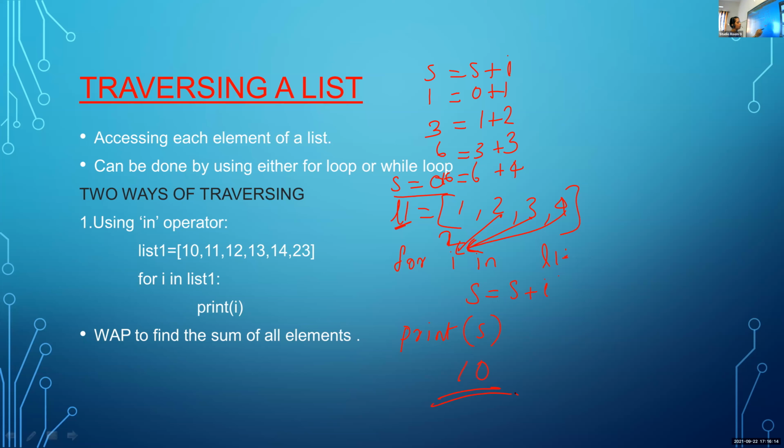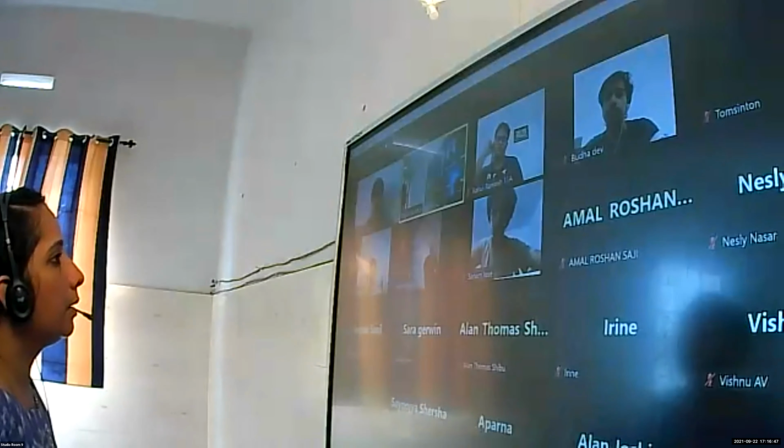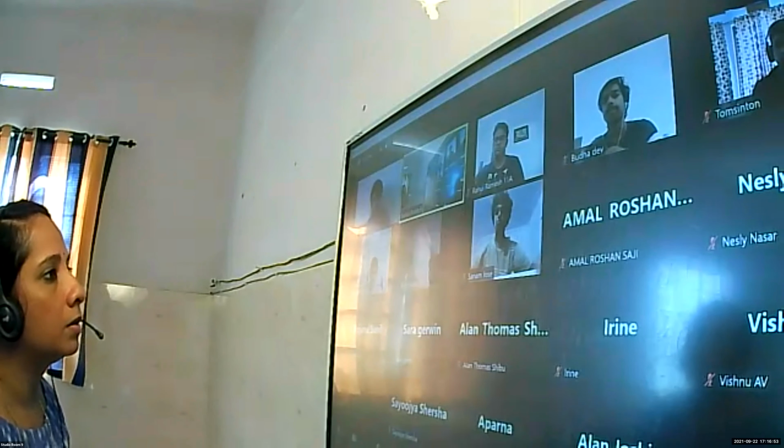So after every iteration, it will execute this print statement. After using 4 as I, this S is equal to S plus I statement is executed. Then only, that is after this for loop is completed, this print statement will execute. So the final result is 10. Is it clear, children? Okay. Any doubt related with that program, Amal?